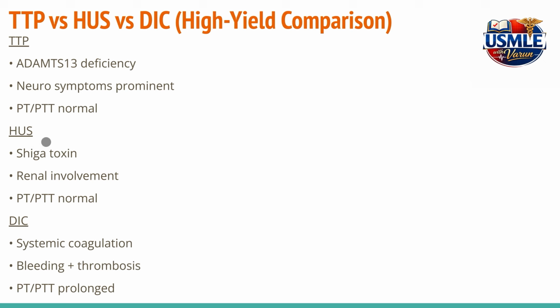whereas hemolytic uremic syndrome is due to Shiga toxin with renal involvement and with normal PT and PTT. So again, PT and PTT are normal in hemolytic uremic syndrome. Disseminated intravascular coagulation has systemic coagulation with prolonged PT and PTT, and both bleeding and thrombosis. This differentiation of how the PT levels, APTT levels, or bleeding time change between different kinds of disorders is highly tested in examinations, and we just need to memorize them.